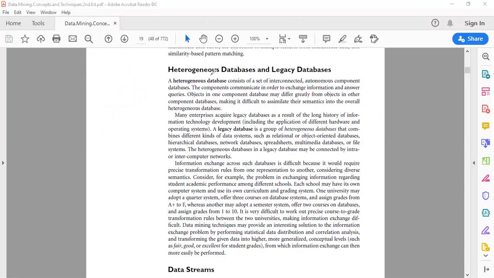So, in a heterogeneous database, there is more than one component database. They are interconnected and autonomous.